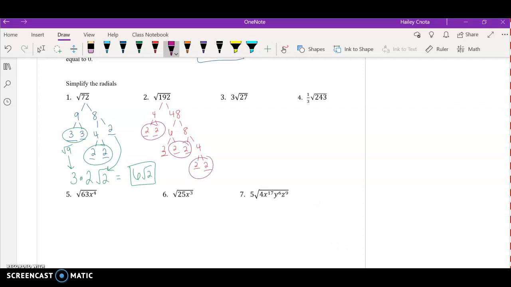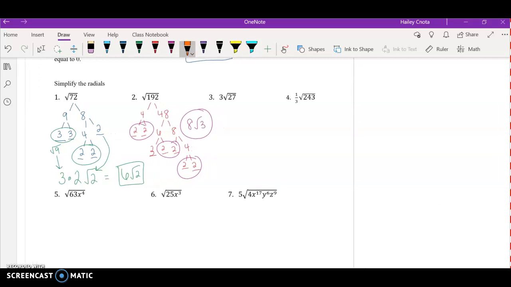So we have 3 pairs of 2s. Now this is a very common mistake that students and even teachers make. 3 2s on the outside do not give me 6. It's 2 times 2 times 2, which is 8 for our final answer.